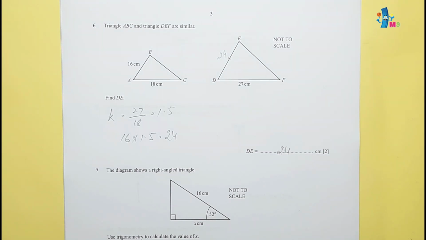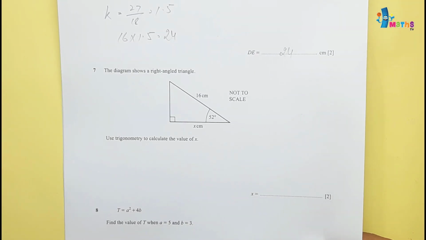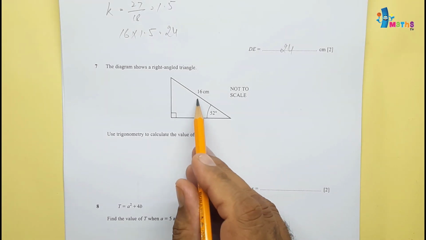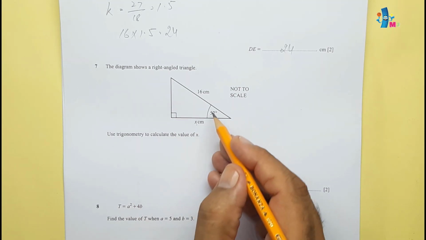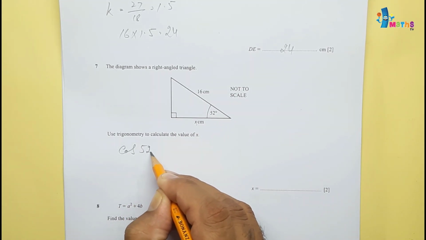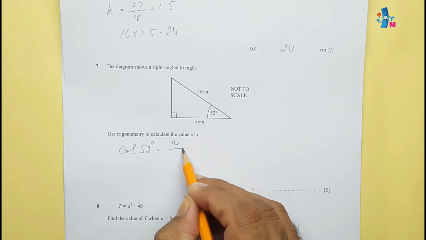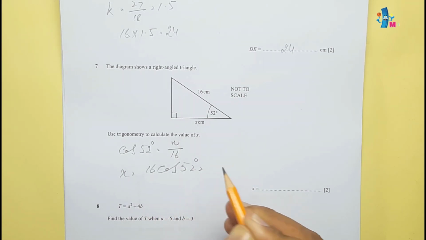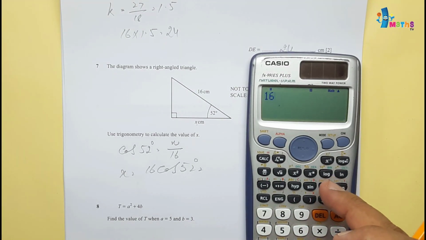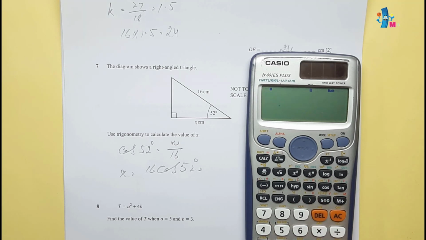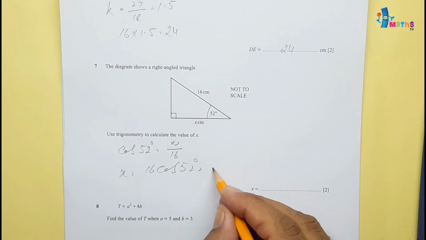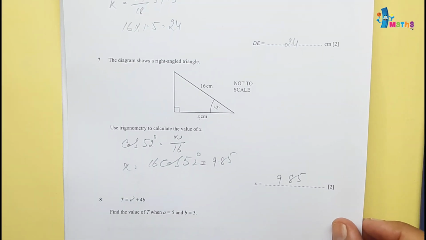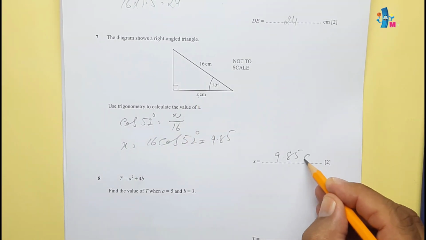Question number 7. The diagram shows a right-angled triangle, which is this one. We have to use trigonometry to calculate the value of x, this side. So this is adjacent over hypotenuse, which is cos of this angle 52. So we'll write cos 52 degrees is equal to x over 16, and x will be equal to 16 cos 52 degrees, which is equal to 9.85. And 9.85 is what? It is centimeters. So we'll write here centimeters.